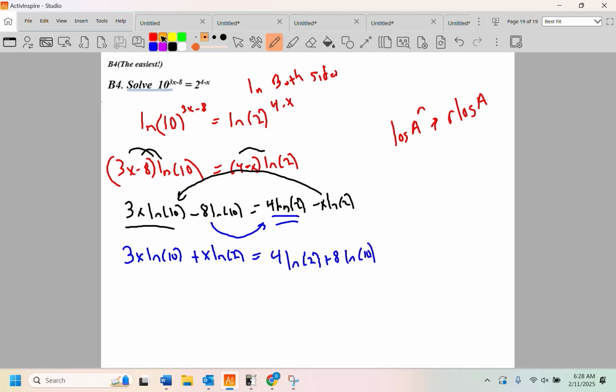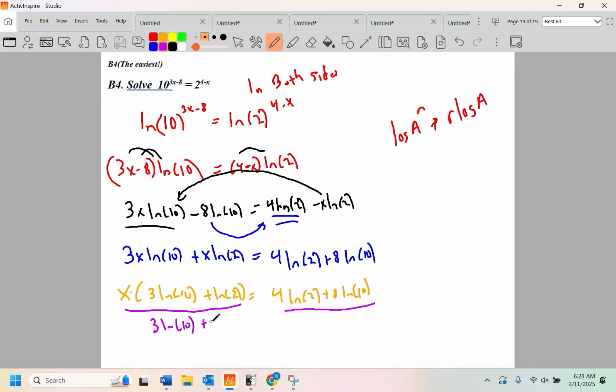Your favorite F word, if you're in an Algebra 2 class, is factor. Both of these guys contain an x. And there's nothing you can do with this stuff over here unless you go to a calculator and push buttons, which you're welcome to, but it's not what we do. Now, to isolate this x, the opposite of multiplication has always been division. So we're going to divide both sides by 3 natural logs of 10. And if we do it to the left for purposes of equality, we must do it to the right.